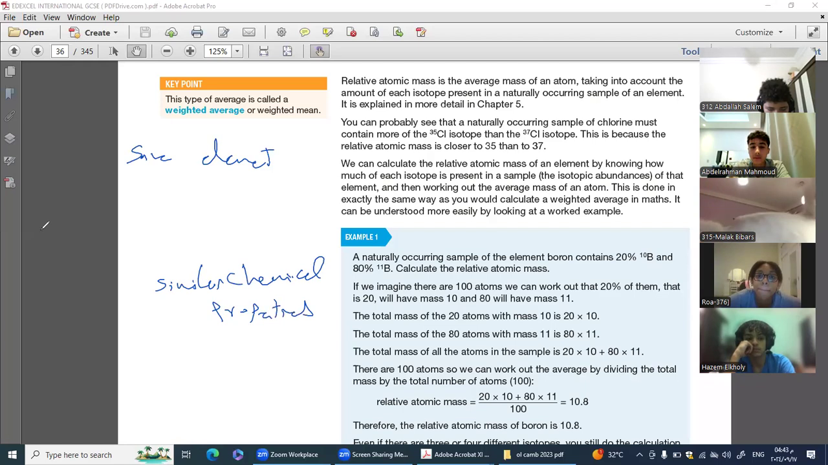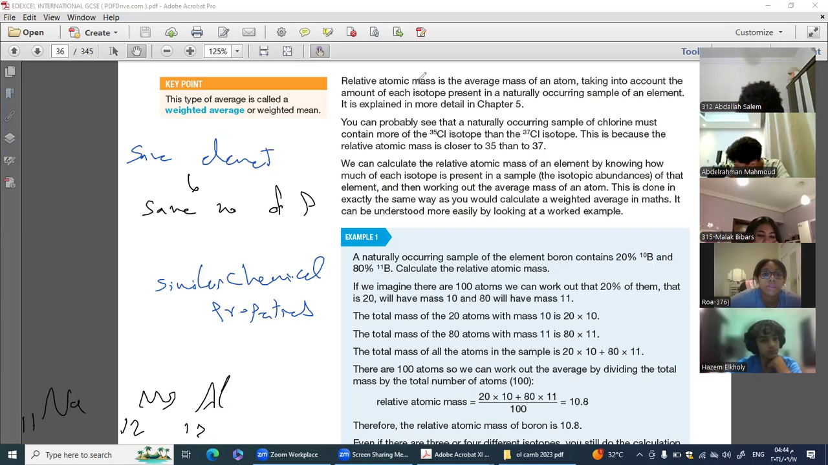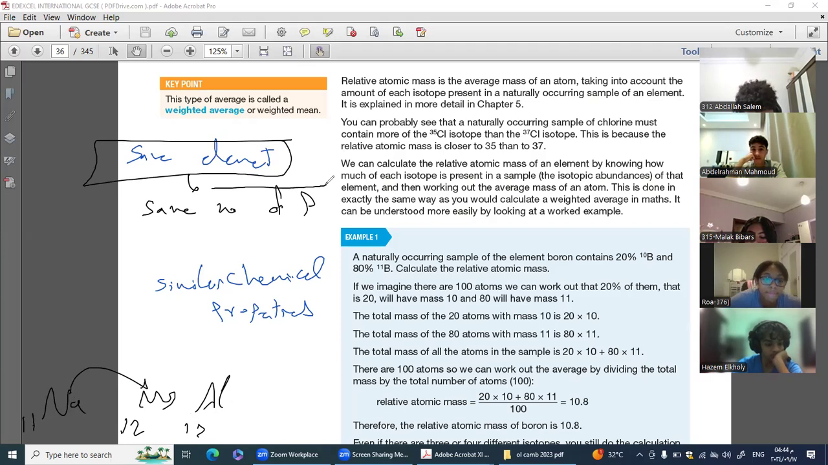Same element due to they have same number of protons. Why same number of protons? Because if the number of protons changed, this means that will be different element. Like for example, if you have sodium 11, magnesium 12, aluminum 13. So if the atomic number or the number of protons changed, this means that the element will be a new one.